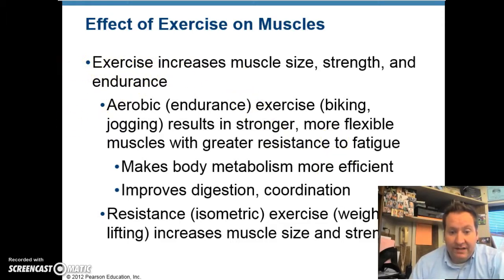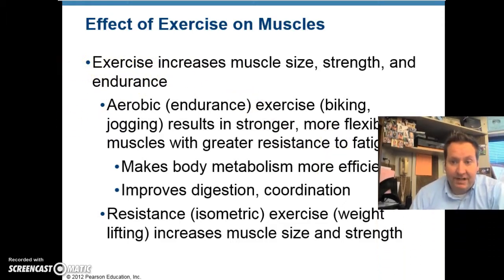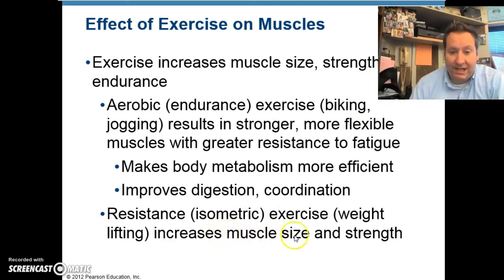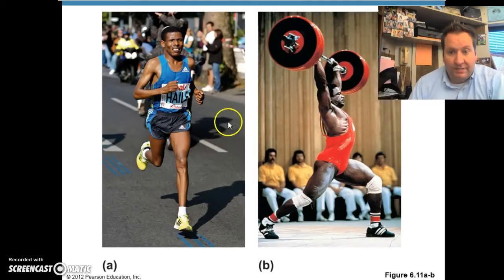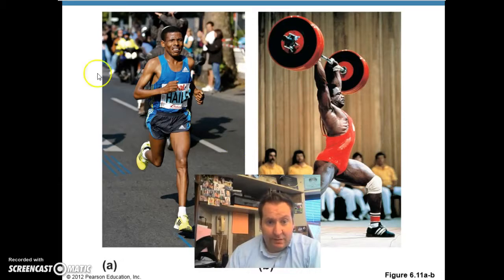The other thing that you have is isometric exercise. Isometric exercise is going to work on muscle size and strength, is what it's going to do as a result. So muscle size and strength, this is going to be like your lifting exercise, lifting weights, doing those different types of things. Your two different types of exercise you can do are aerobic and then isometric training. These are examples of the two types of exercise depicted here. Here's your aerobic, and then here's your isometric training that's going on.